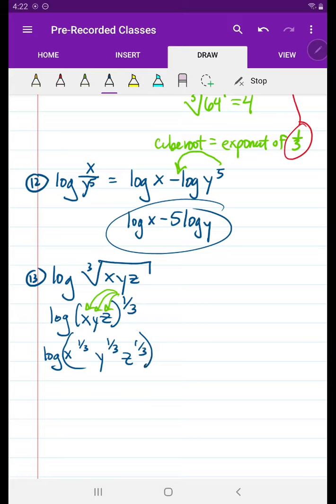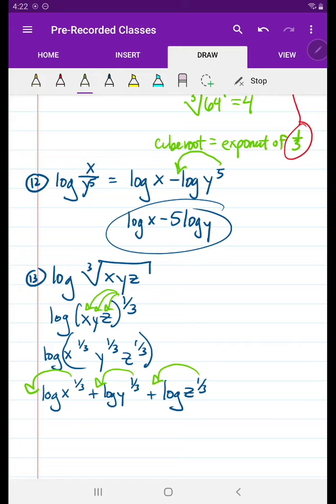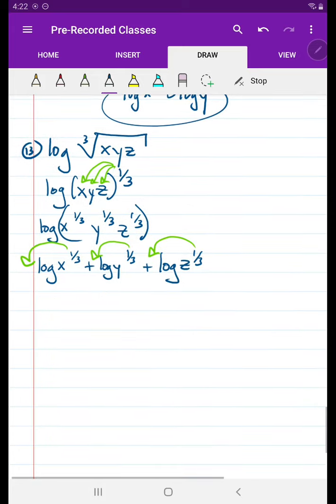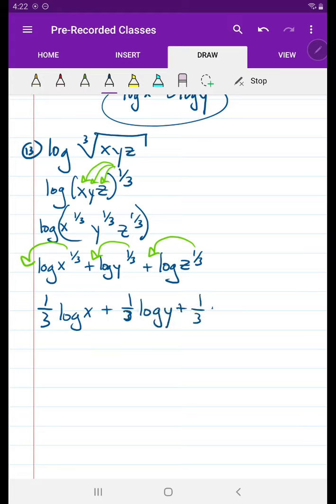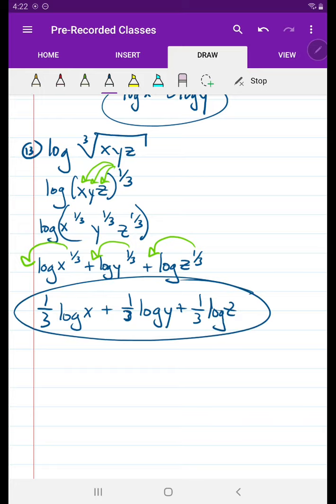Then you can separate them with addition. So we have log x to the 1/3 plus log y to the 1/3 plus log z to the 1/3. And then all of those exponents can go in front and become your coefficients. So the last step is to write it like that. I have 1/3 log x plus 1/3 log y plus 1/3 log z. And that's our answer for 13, and we're all done.